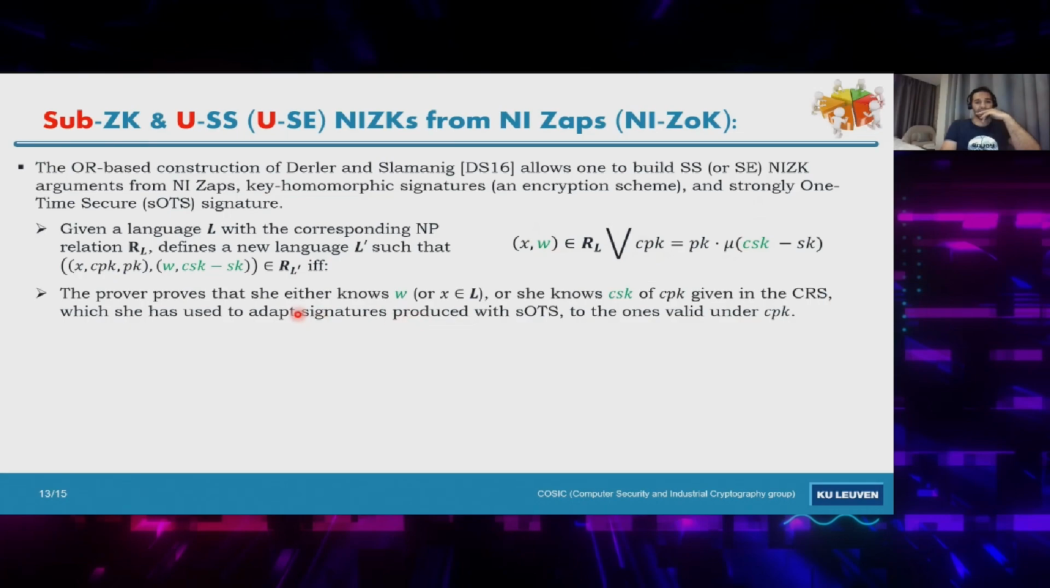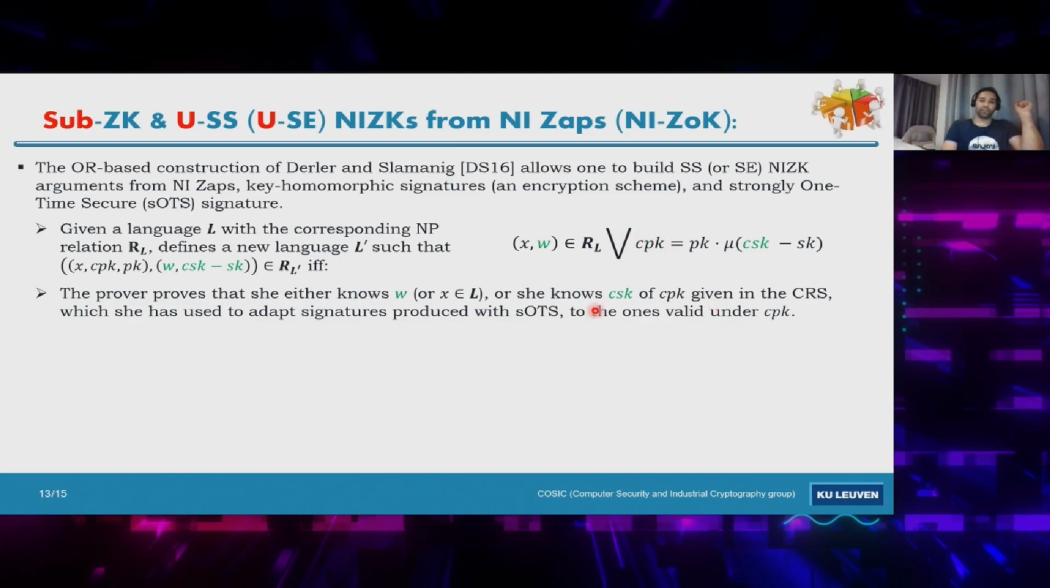And as I mentioned, the prover basically proves that she either knows the witness or she knows the secret key of the public key given in the CRS, which she has used to adapt the signature. This is the reason that we need key homomorphism, because adaptation is one of the properties of these key homomorphic signatures, producing from the strong one-time signature, during the proof generation, signatures valid under the CPK, which is given in the CRS.